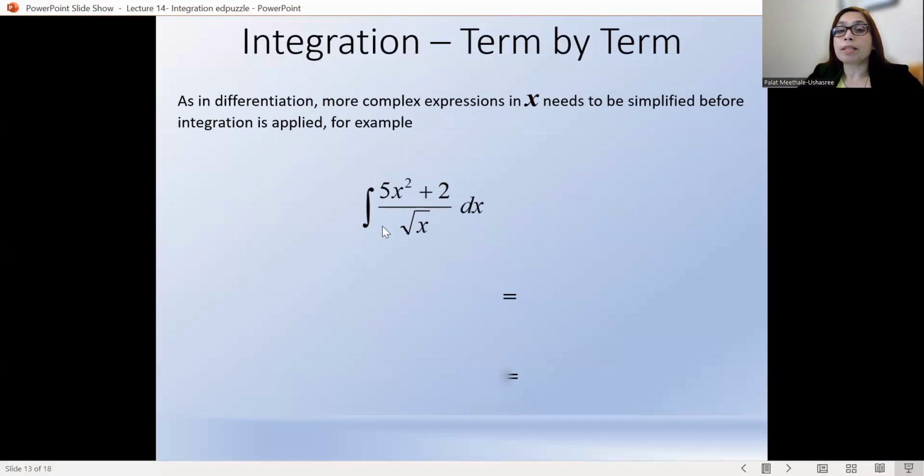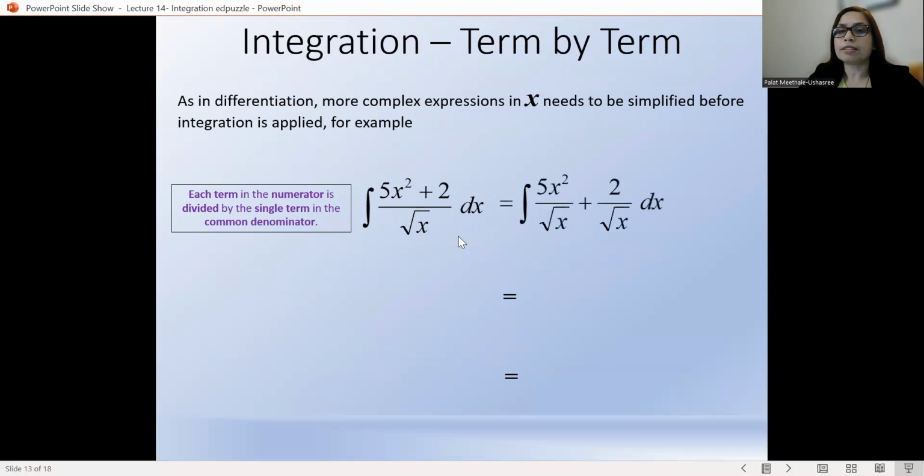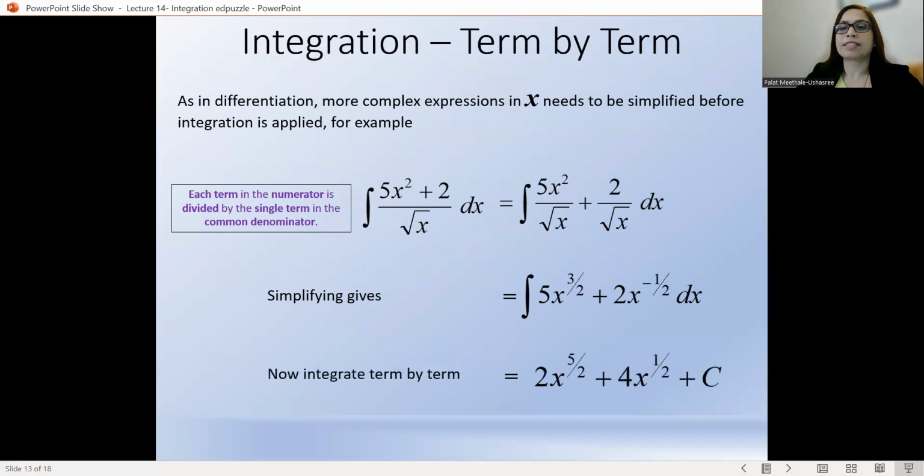Similarly, if you have something like this, you have a common denominator here. So you can divide by the common denominator. Each term in the numerator is divided by the single term in the common denominator. Then you will have something like this, and then you can integrate term by term. Integrate the first term here, and then the second term here. Please try that. Very good. Please do not forget to write the constant of integration. You may lose 1 mark there.